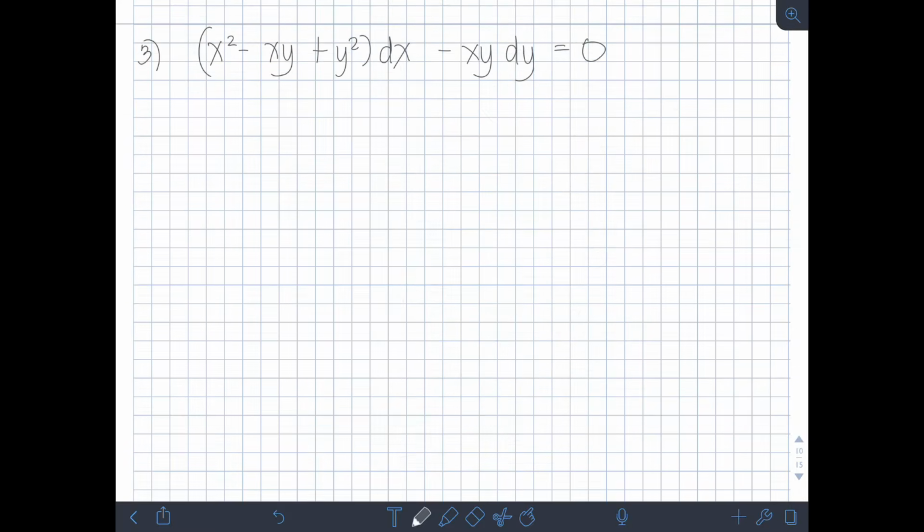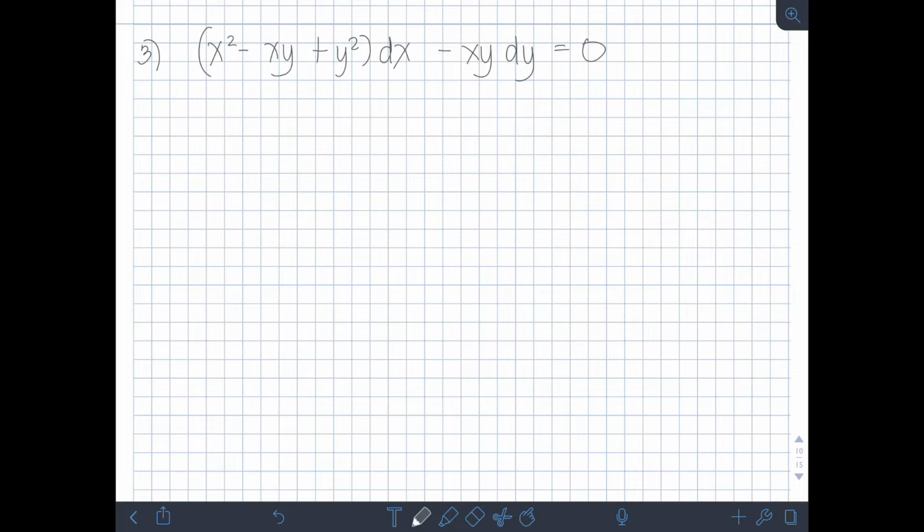Okay? Next, we have x squared minus xy plus y squared dx minus xy dy equal 0. Okay, so, it is also an example of homogeneous differential equation, pero hindi na natin ipapakita, so kayo na lang mag-try just to prove na homogeneous tong DE. So, apply na natin yung steps sa pag-solve dito.